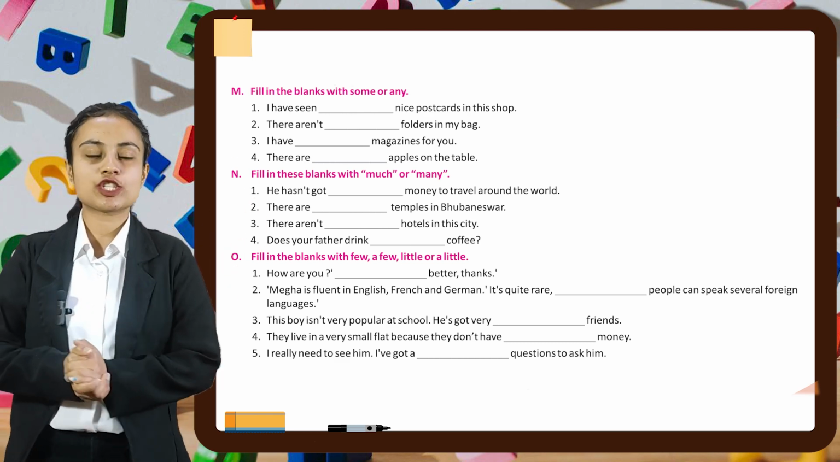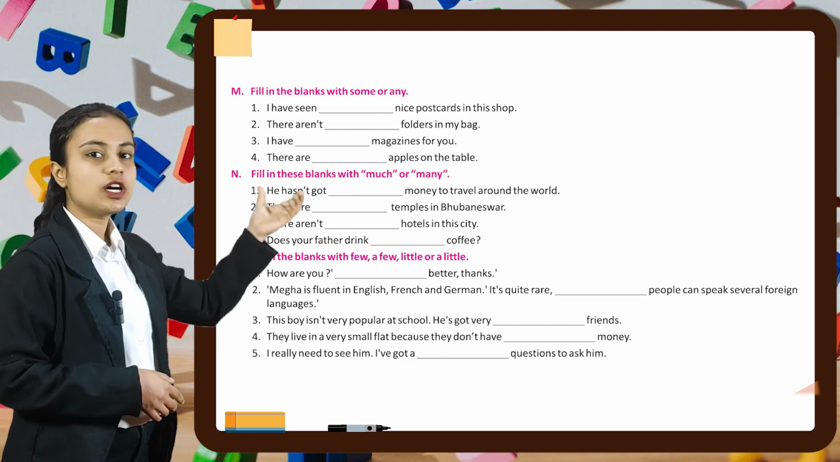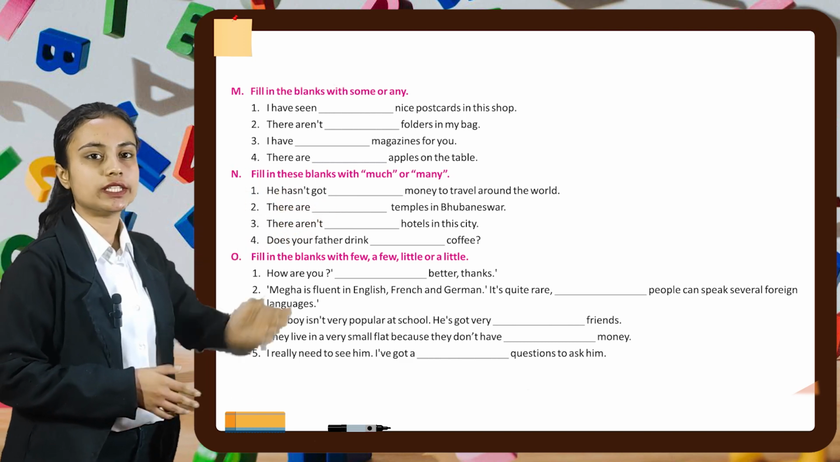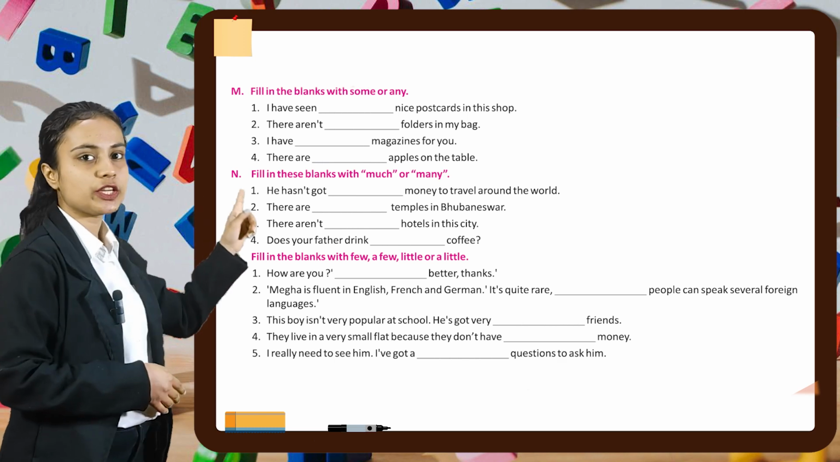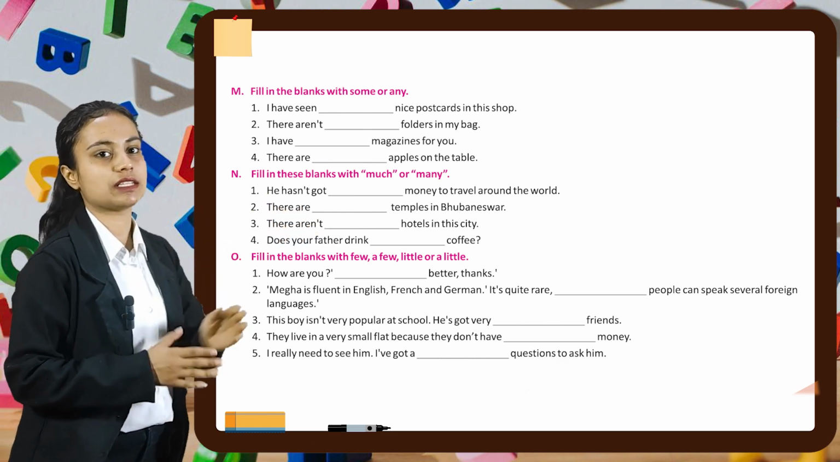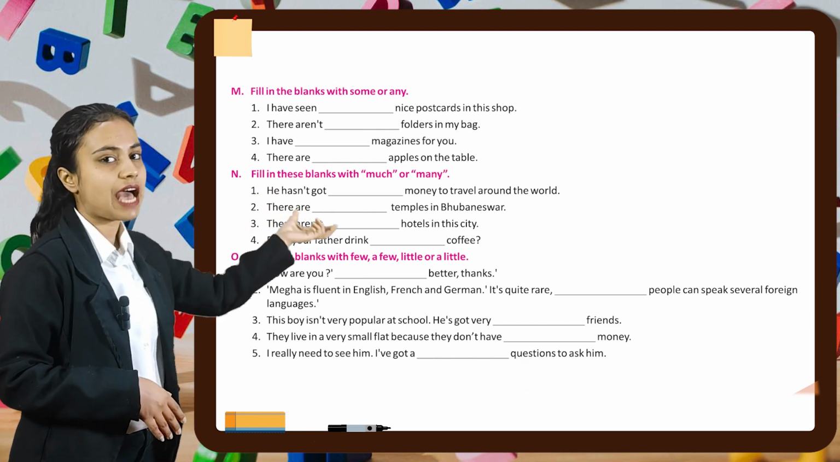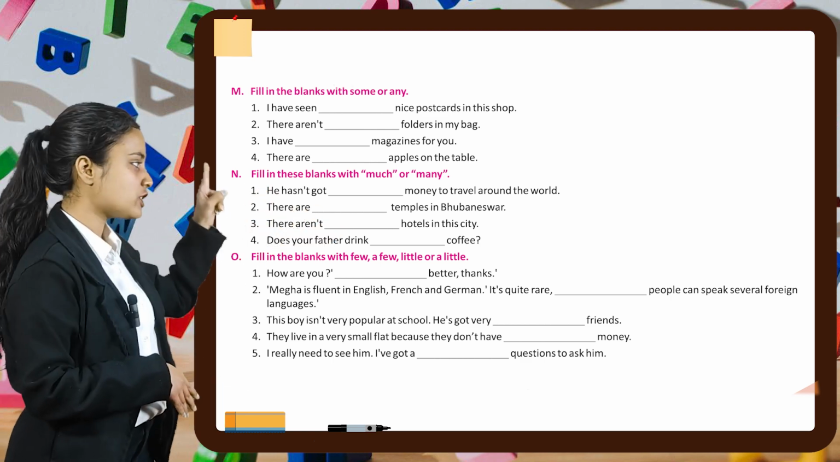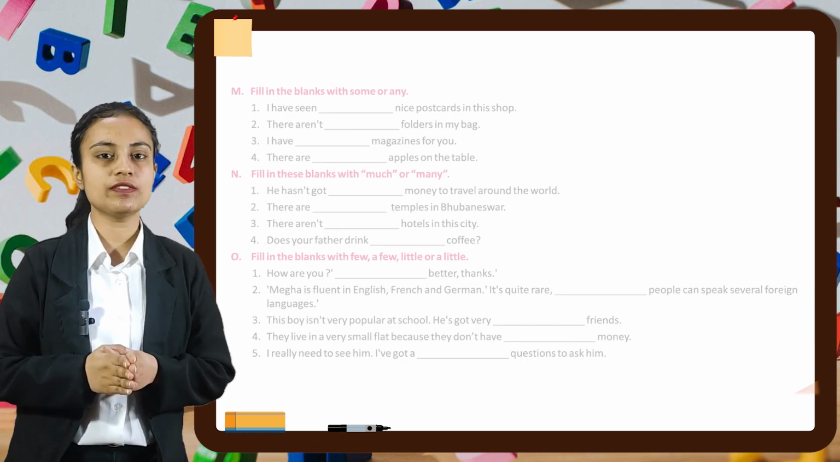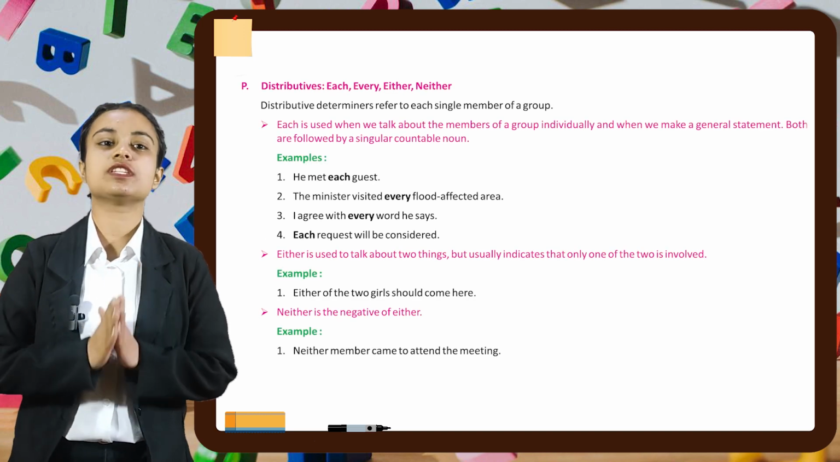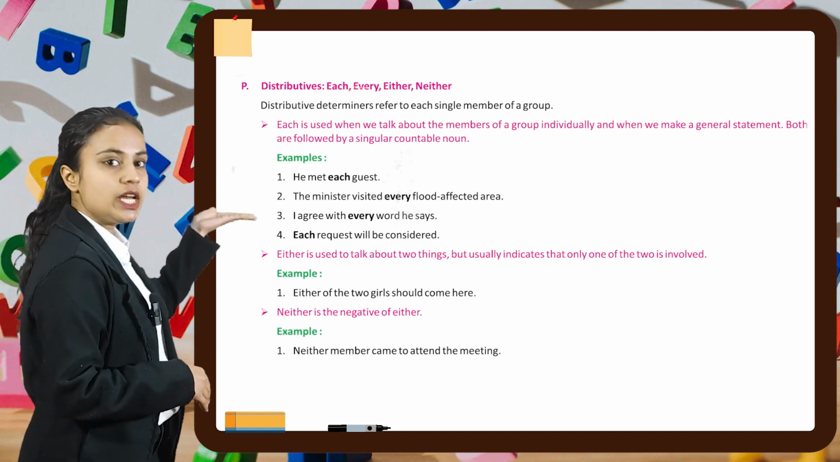Now in the next question we have to fill in the blanks with a few, little or a little. The first part is: how are you dash better, thanks. So we can write here: how are you, a little better, thanks. In a similar way you have to do the rest of the parts of this question by yourself. Let's move on to the next part of this chapter, which is part P.